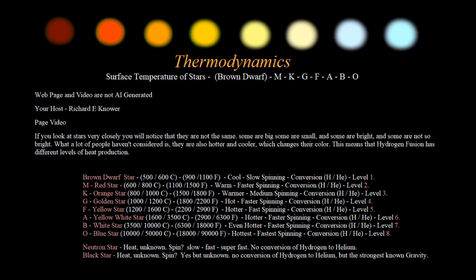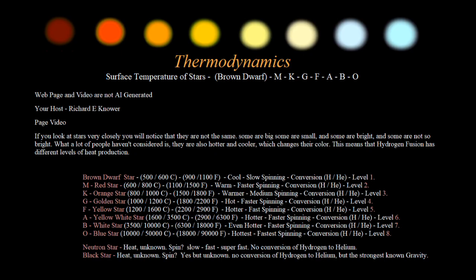If you look at stars very closely, you will notice that they are not the same. Some are big, some are small, and some are bright, and some are not so bright. What a lot of people haven't considered is, they are also hotter and cooler. This means that hydrogen, helium fusion, has changing levels of heat production.